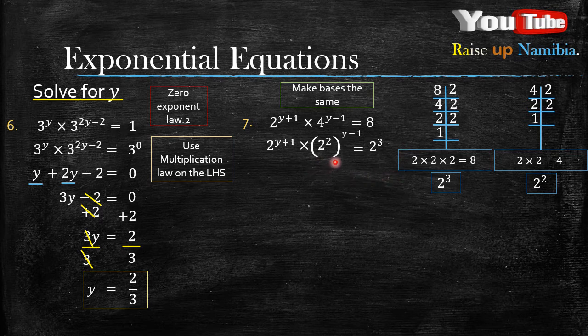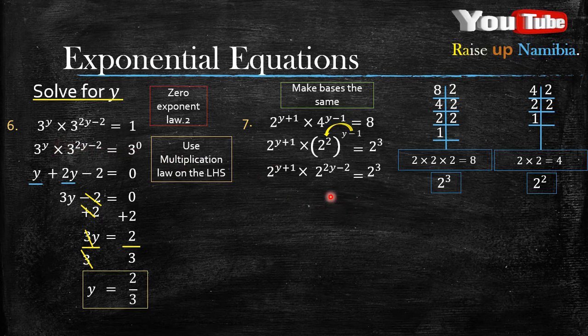Now from here, we need to get rid of the brackets. Okay? So how do we get rid of the brackets? By using the power law. So the power law states that you multiply the exponent outside of the bracket with the exponent inside the bracket. Not the base, but the exponent. Okay? So after you multiply it out, it will look like this. Because 2 multiplied by y is 2y. 2 multiplied by -1 is -2. Okay? So from here, it's actually the same as here.